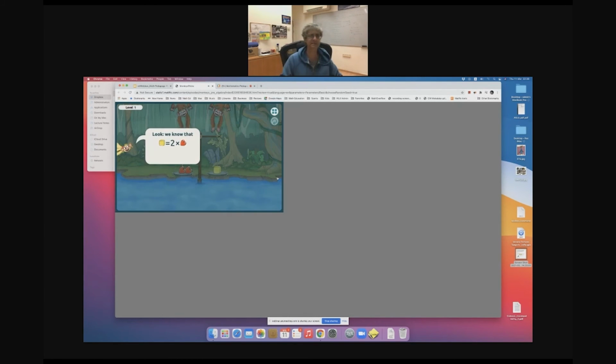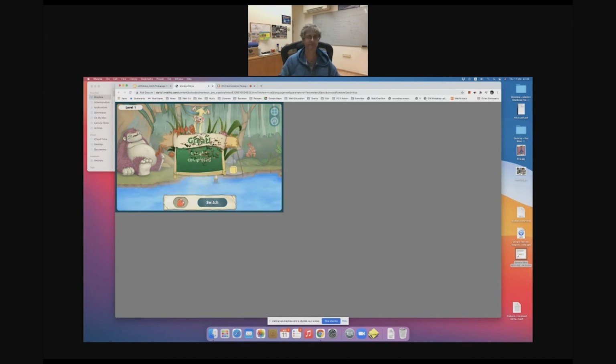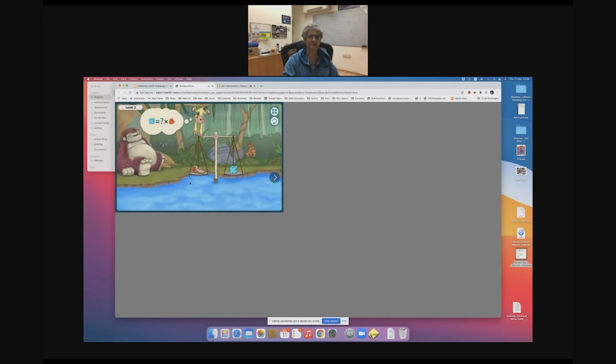So I go to the side and I see that one yellow brick has the same weight as two hearts. So I can go back and fill the monkey's scale with two red hearts and tell the monkey, switch. We did it. Okay, that was easy. Level 1. Let's go to level 2 now. All right, so same problem. Steal the ring. This time the ring is being balanced with another ring, with this blue shade.